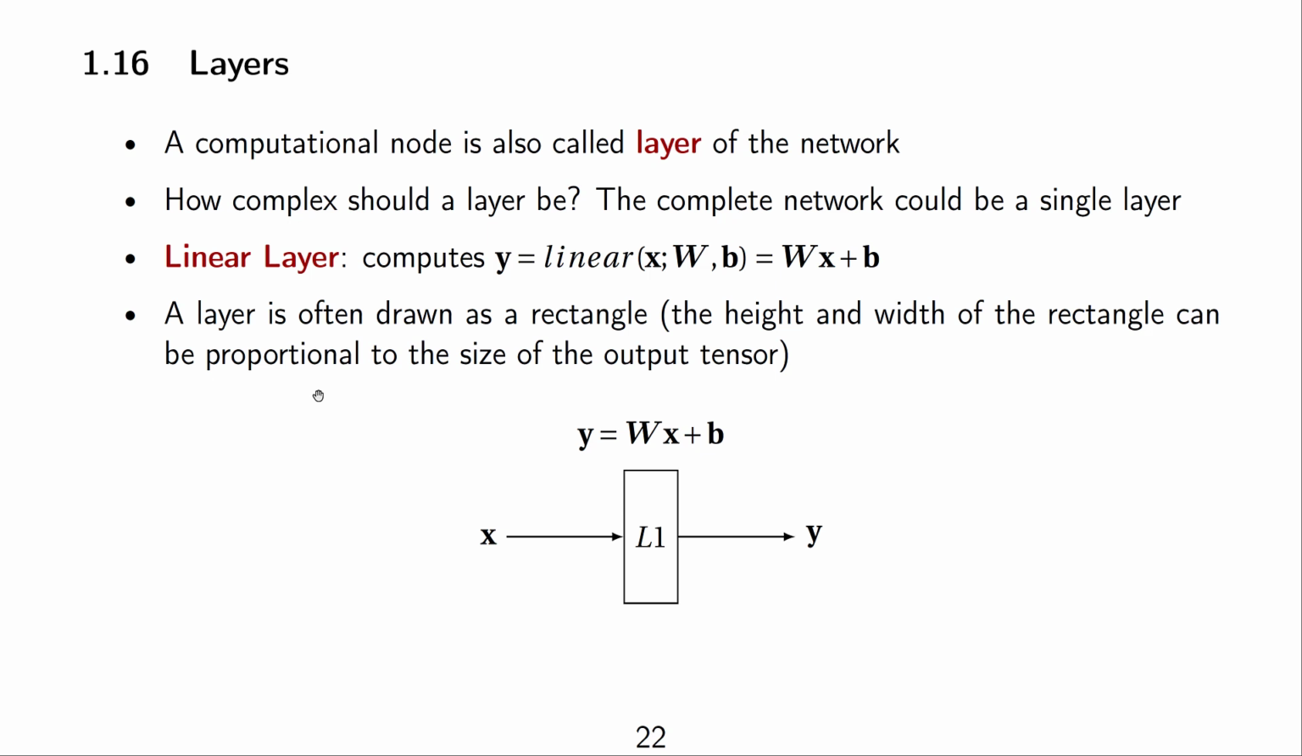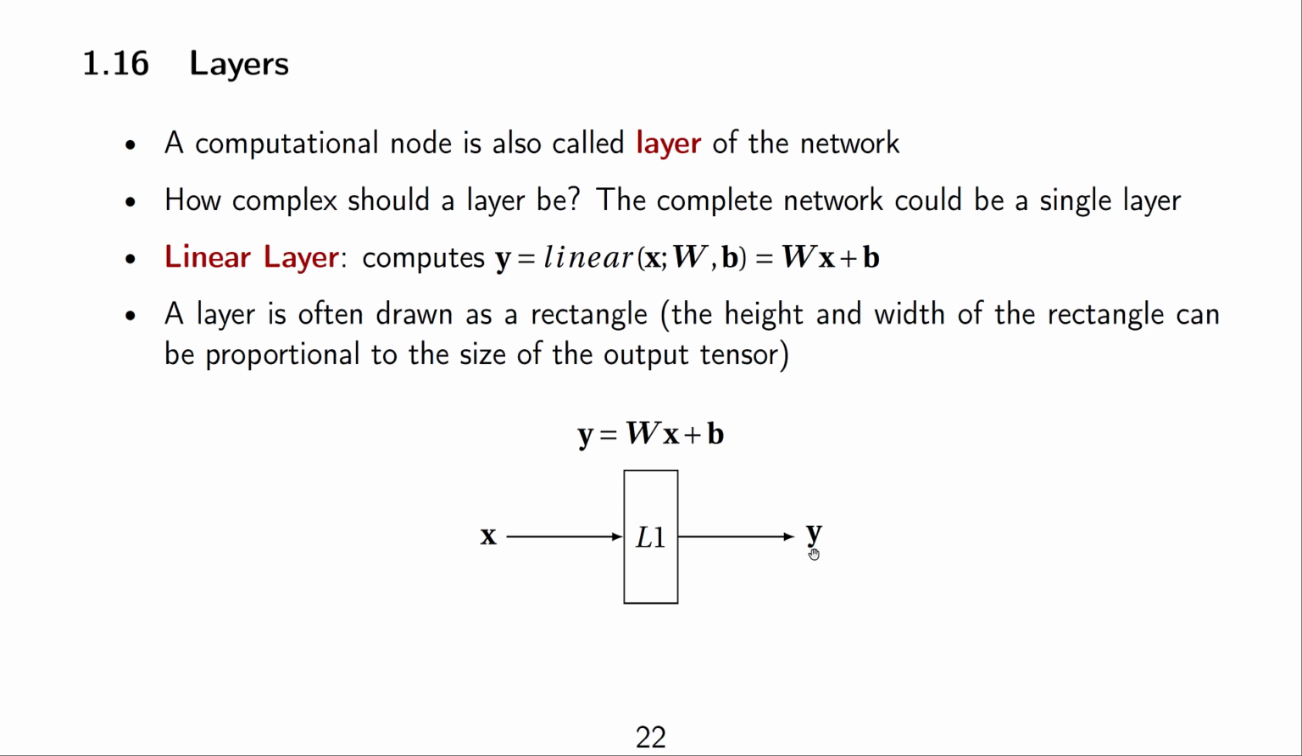Now, a layer is often drawn as a rectangle, and the height and the width of this rectangle can be proportional to the size of the output tensor of a particular layer. Let's look at this other drawing of what we had before. There's an input vector x and an output vector y, and then we have this layer L1 here that computes y equals wx plus b. Again, we don't have any edges or nodes relating to the network parameters w and b. And here we have a rectangle instead of a circle, and one, for example, could draw the rectangle to be higher if y has more dimensions, and smaller if y has fewer dimensions.